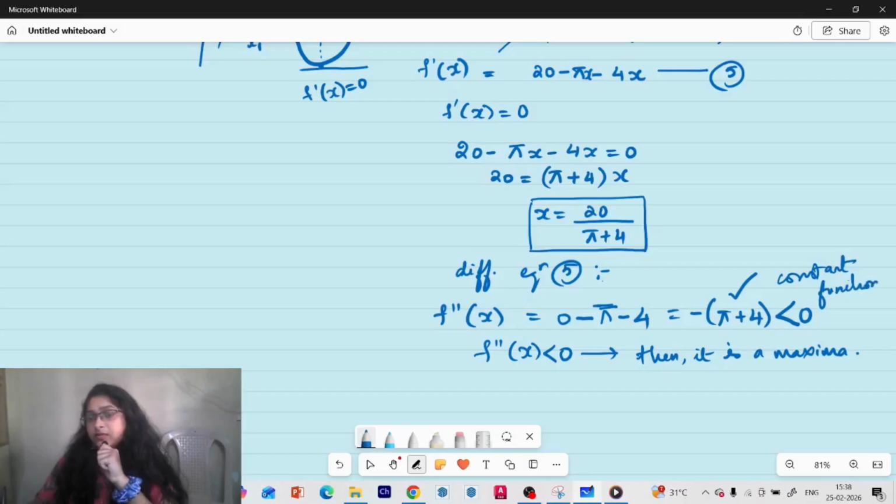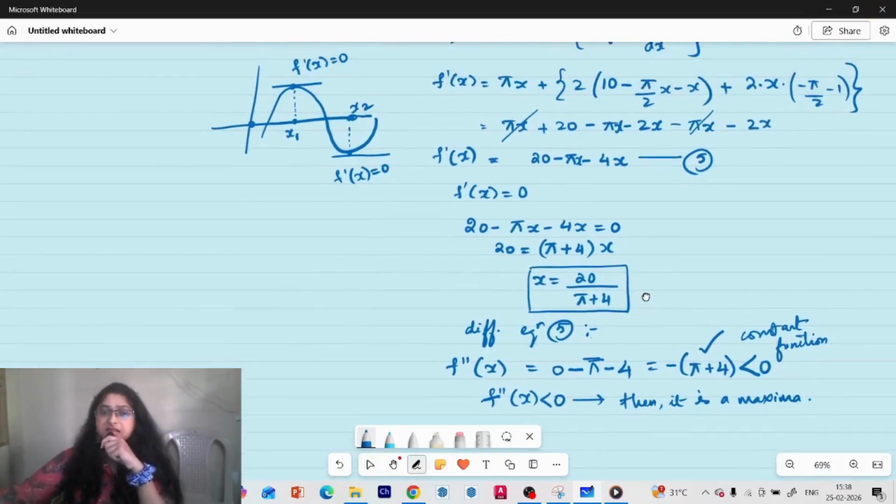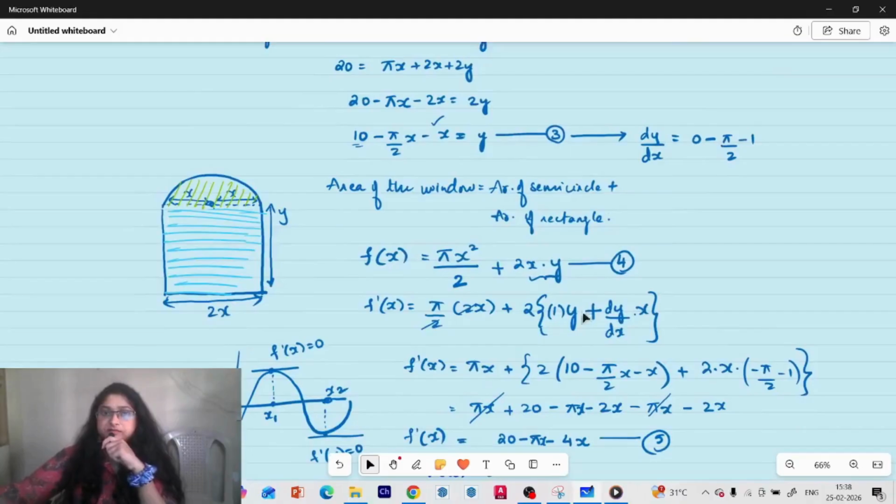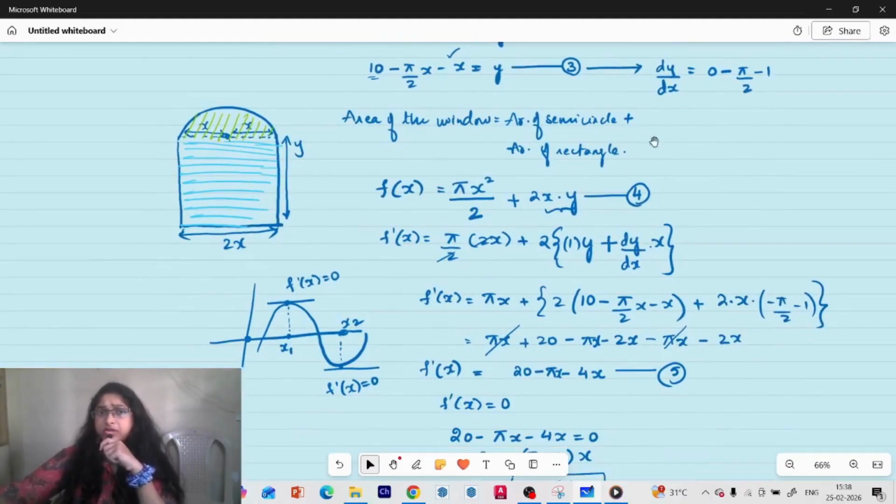Okay, so irrespective of the value of x, it's going to be negative. So anyway, here f double dash x is less than 0, meaning it's going to be a maxima. Alright, and so that's it. So the value of maxima, the maximum value of the function basically, the function has a maxima at this x value.